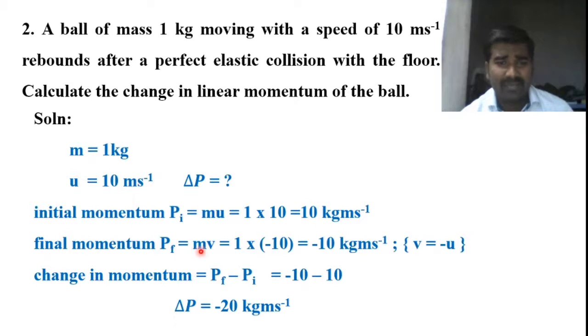This can be written as mass into velocity. Here m is the mass, and v is the final velocity of the ball. The final velocity of the ball is equal to the initial velocity, but in the opposite direction, because it is a perfectly elastic collision with the floor. That time, the final velocity we can write in the form of minus u.